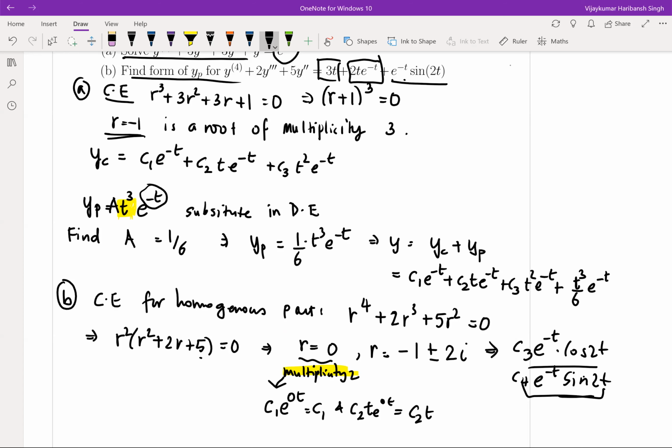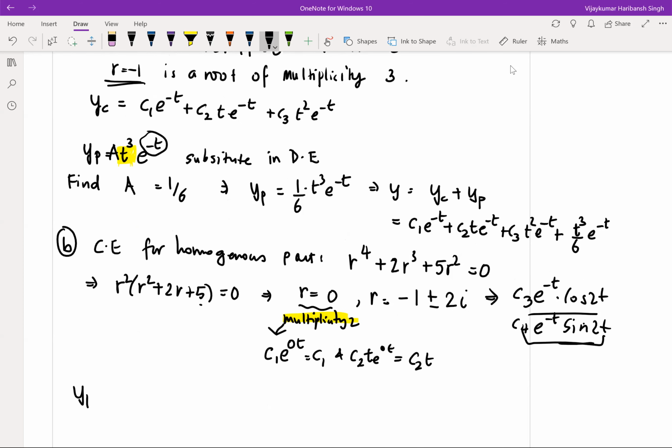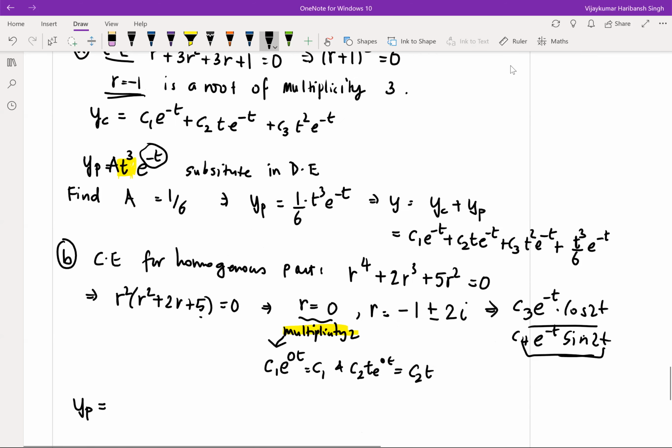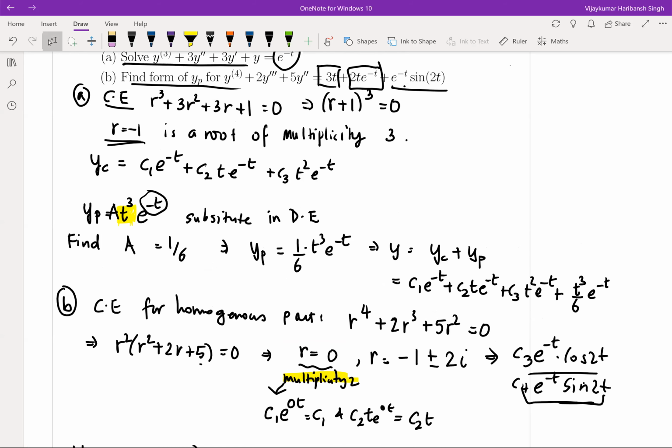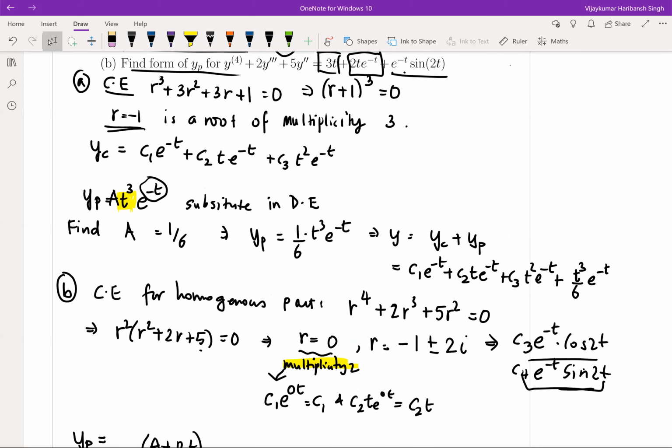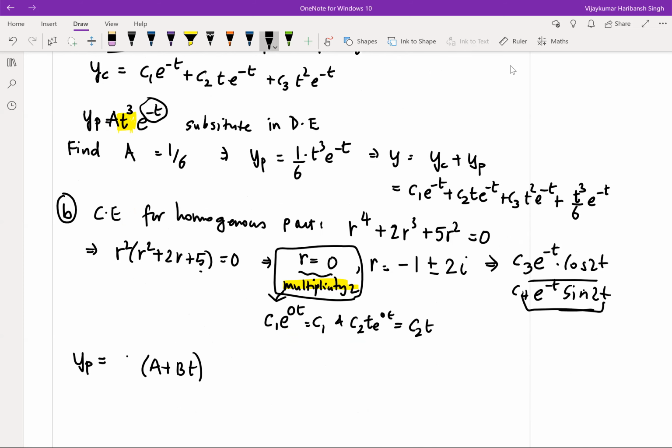So what shall we do? Our yp will have the following form. For the parts that have an overlap, the first part, 3t, we need to multiply. Corresponding to 3t, we'll have at plus b, a polynomial of degree 1, a linear. Now you have to multiply by how many times 0 became a root. 0 was a root of multiplicity 2. So I should multiply by t squared.